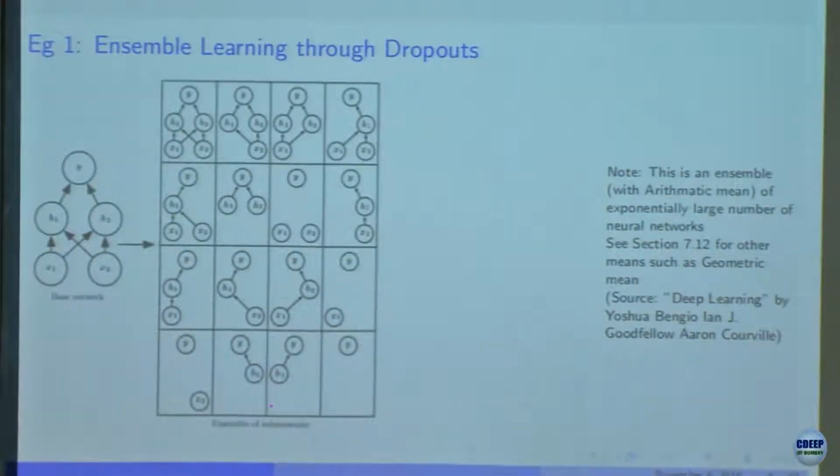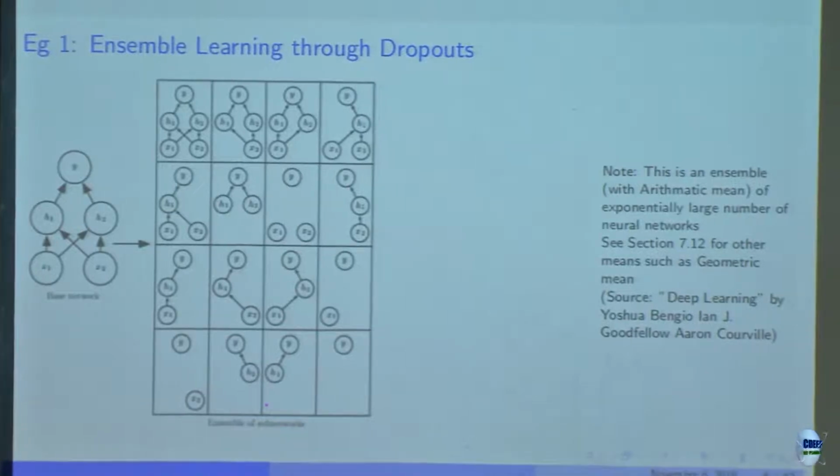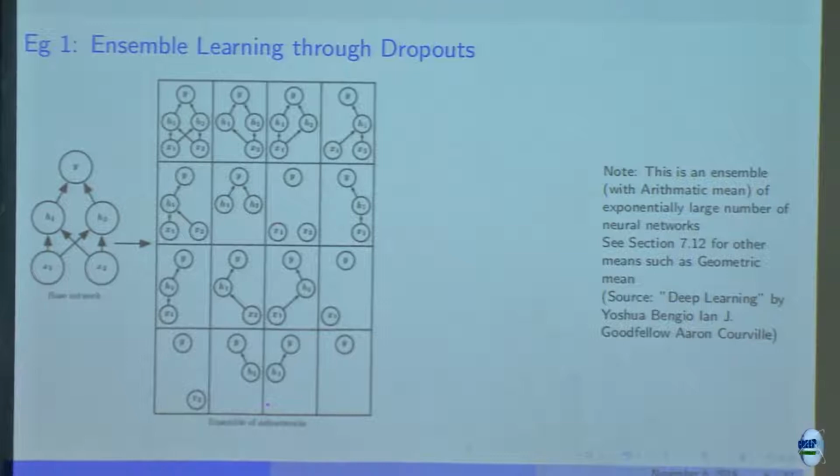So what's happening is you have the same base network. The parameters for the base network form the starting point for any of these different instantiations.